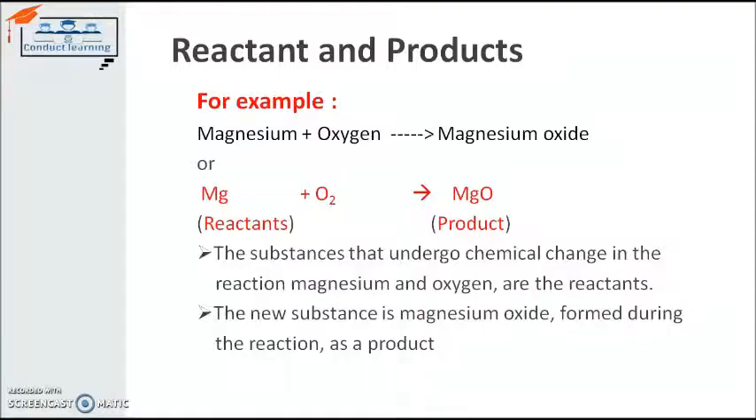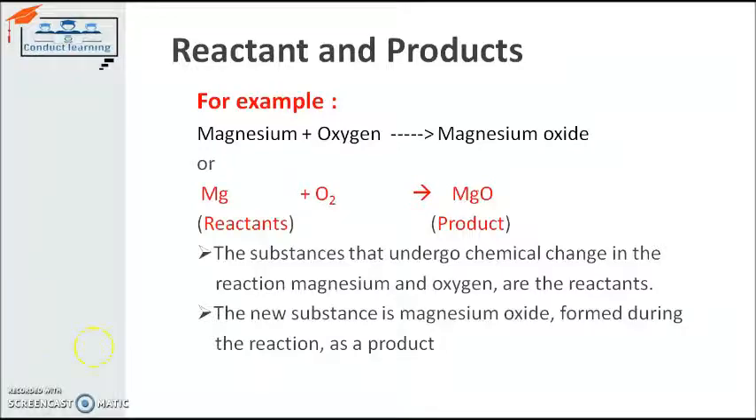In other words, we can say the substances which undergo a chemical reaction or chemical change are known as reactants, and the substance which is formed after a chemical reaction is known as the product. Or we can also understand what the reactants and products are by just looking at a chemical equation. And how this is done, just see.